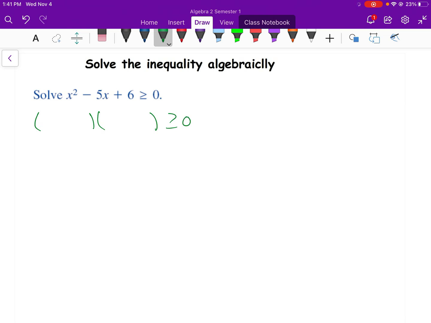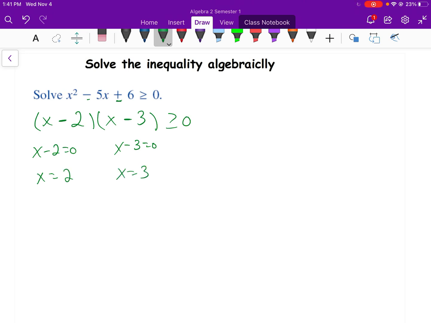If I factor this, I see a positive and a negative, so both signs have to be negative. Has to be x. Ways to multiply to get 6: 1 and 6, 2 and 3. 2 and 3 work here, so that's our factored form. If we solve that, again, we set both factors equal to 0. So x is equal to 2, x is equal to 3.